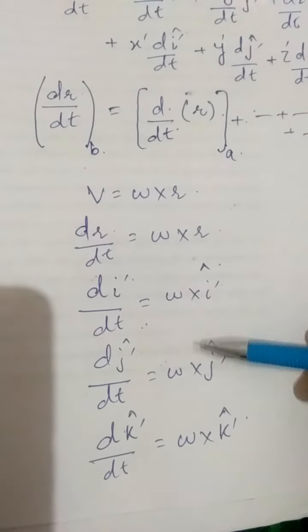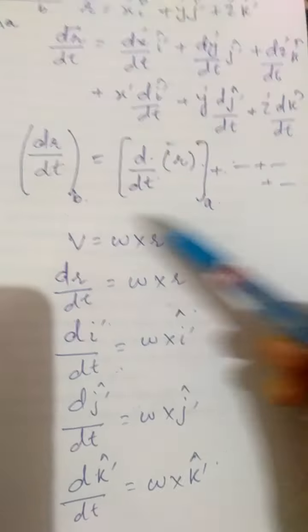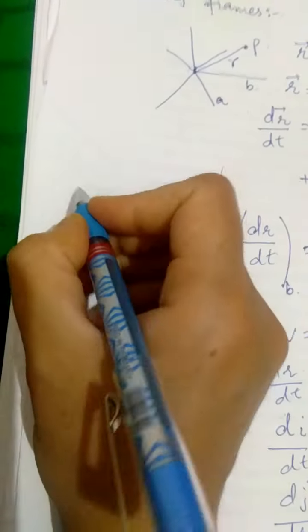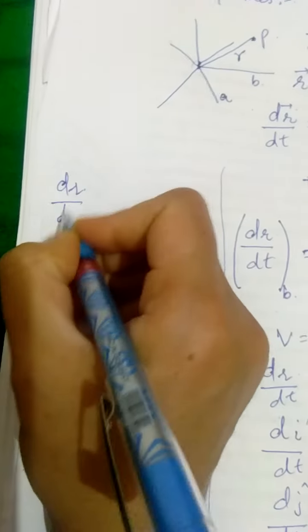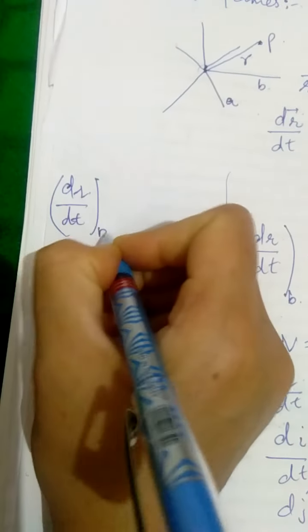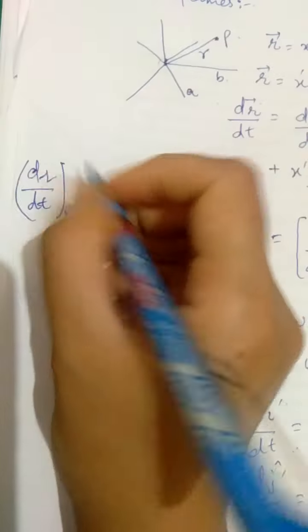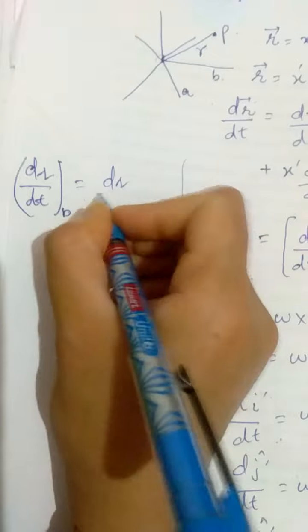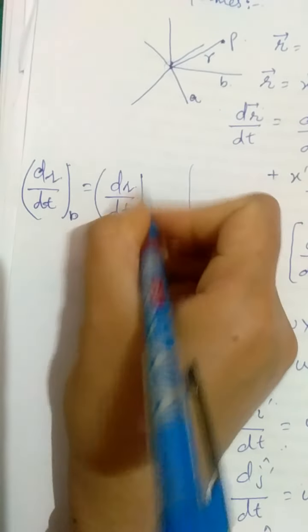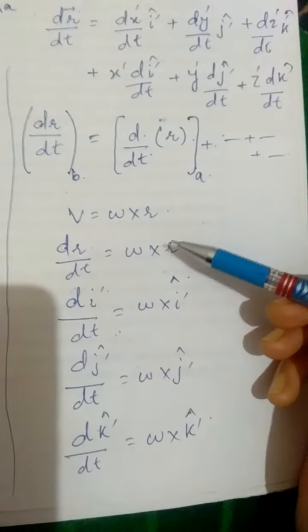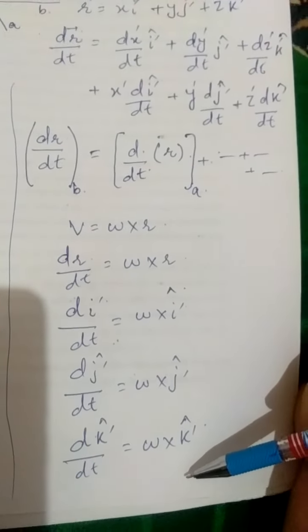So once I substitute these values here in this expression, what do I get? So I get this dr by dt in the frame of reference b. Remember, b is the frame of reference which is at rest, that is the inertial frame of reference. This is equal to dr by dt in the frame of reference a plus these terms. Remember, these three terms. But for these three terms, I'm going to make these substitutions.